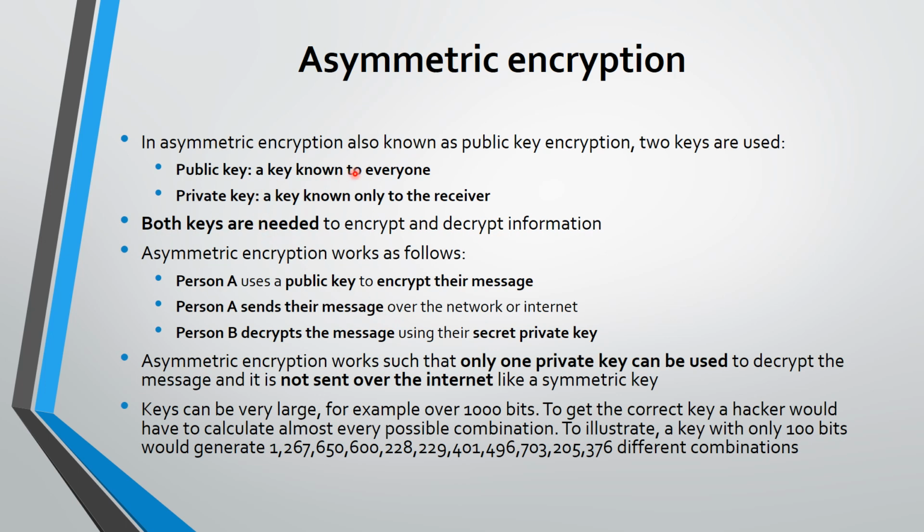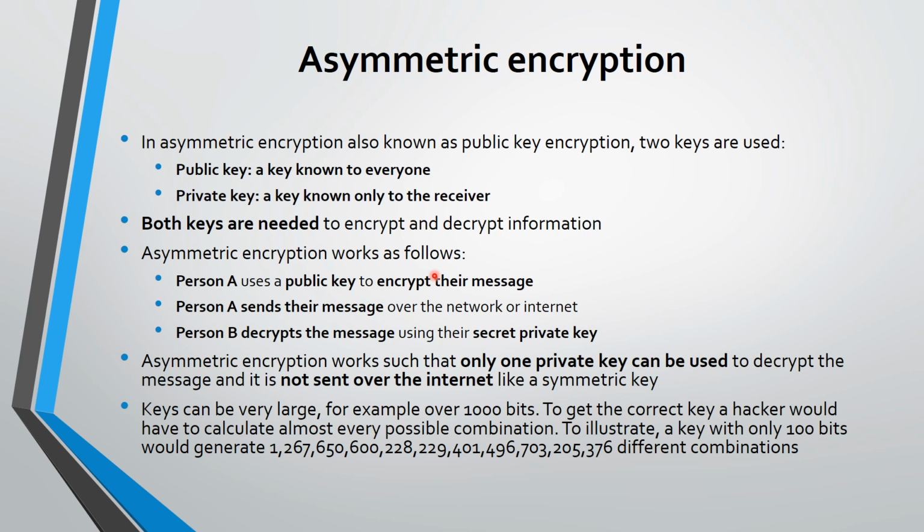In asymmetric encryption, also known as public key encryption, two keys are used: a public key and a private key. The public key is known to everyone, but the private key is only known to the receiver. Both keys are needed to encrypt and decrypt information. Asymmetric encryption works as follows.